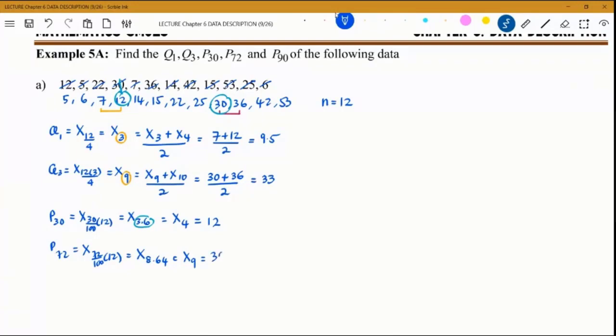And then last one, which is percentile 90. So observation 90 divided by 100 times 12. So we're gonna have observation yang which is 10.8. So we round up, we have observation yang ke-11. So yang ke-11 adalah ini, 42.